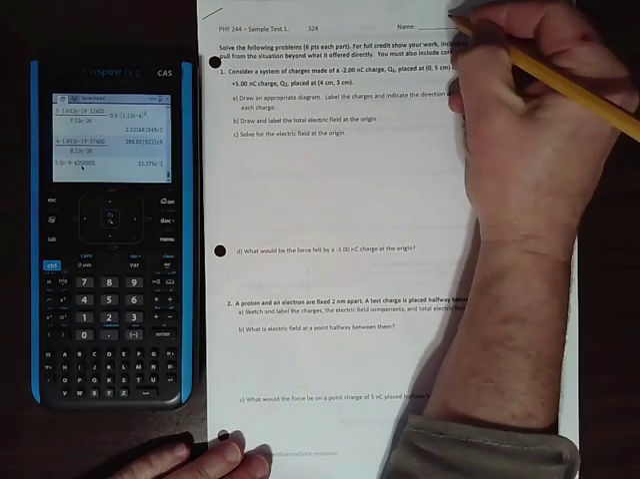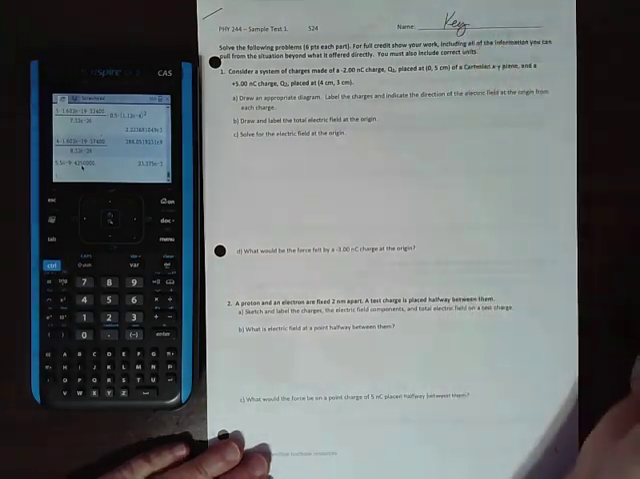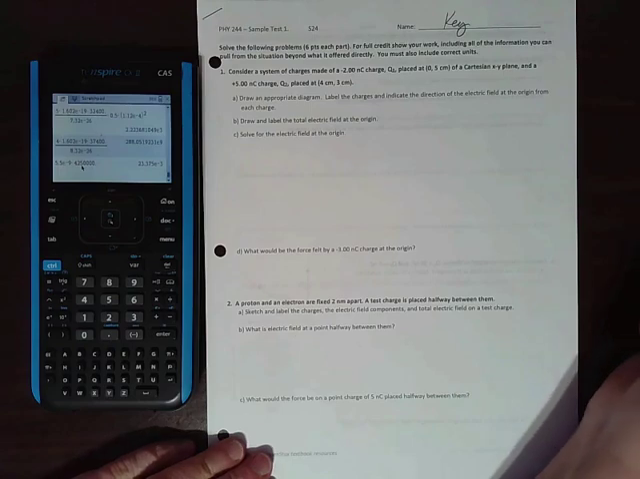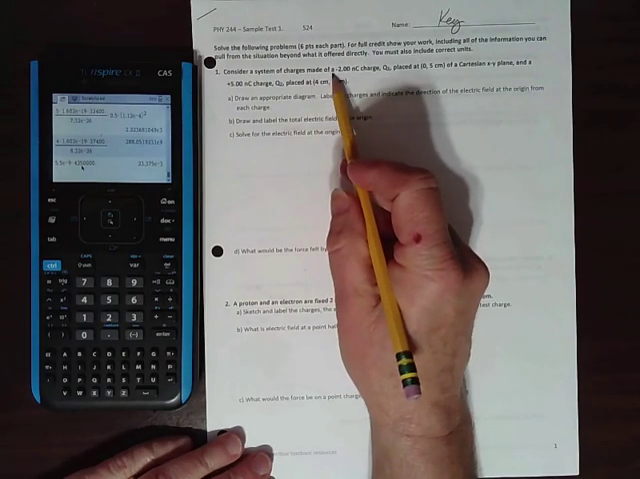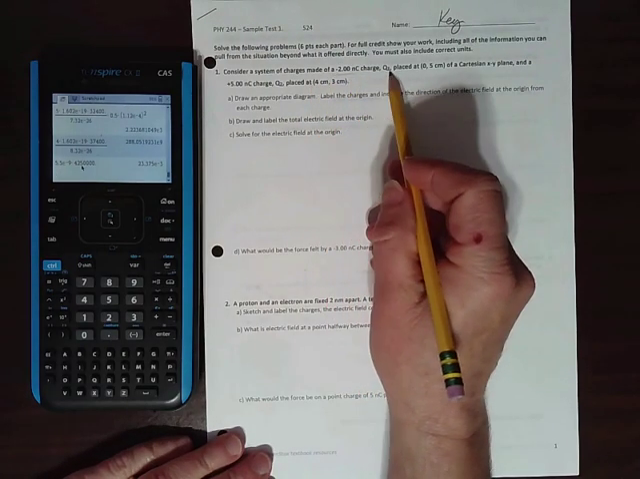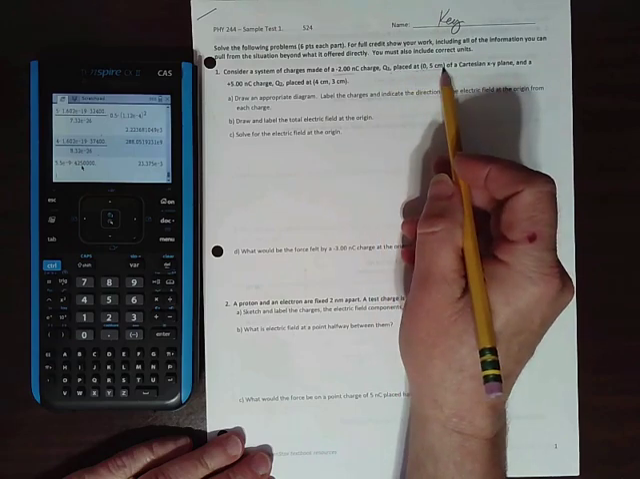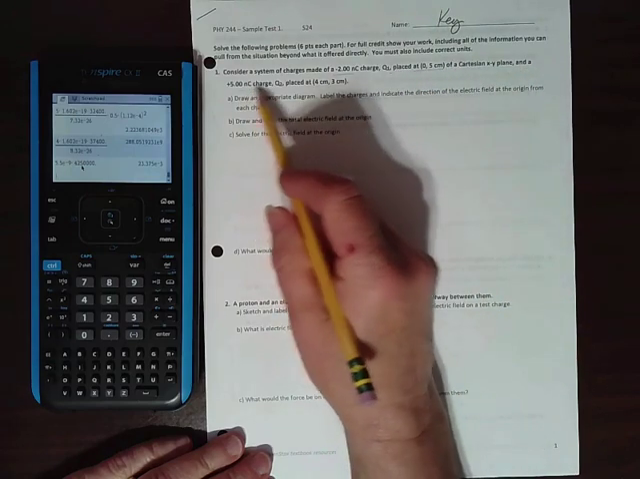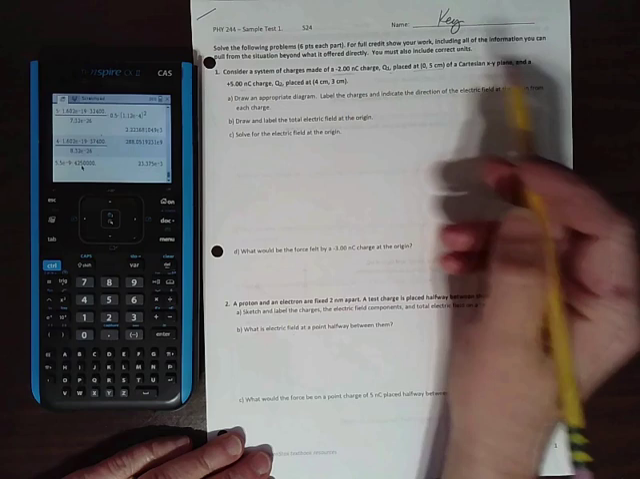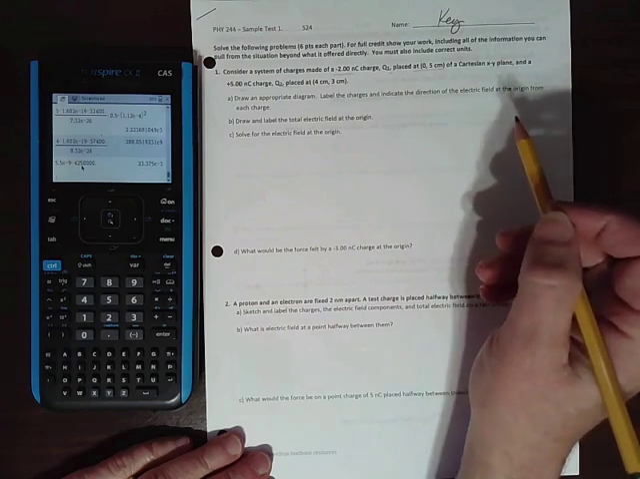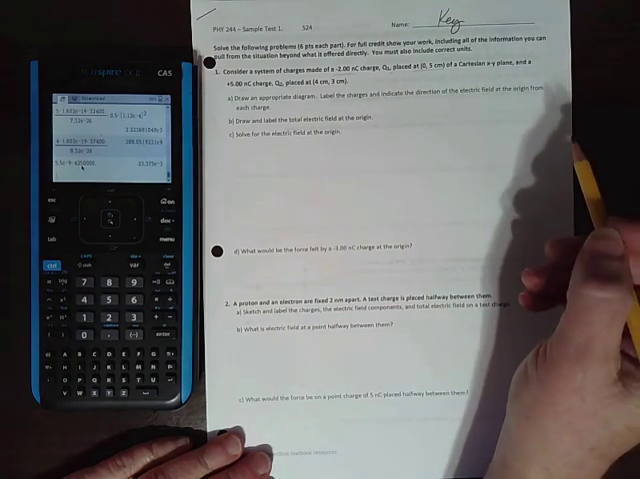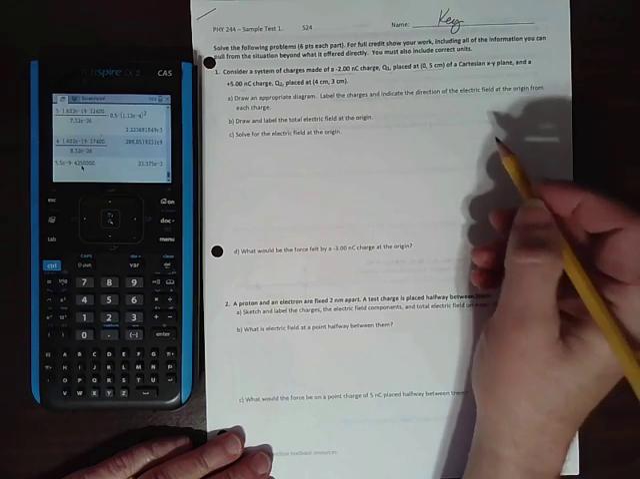Look at solving sample test 1 for 244. Consider a system of charges made up of a 2 nanocoulomb charge Q1 placed at 0.5 and a 5 nanocoulomb charge Q2 at 3.43. Draw the diagram, label the charges, and indicate the direction of the field.